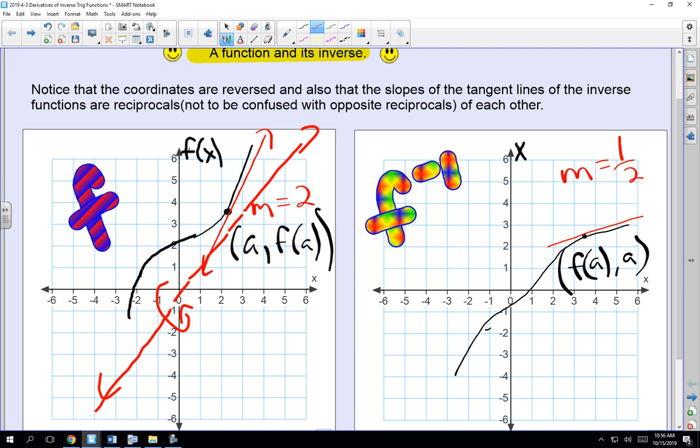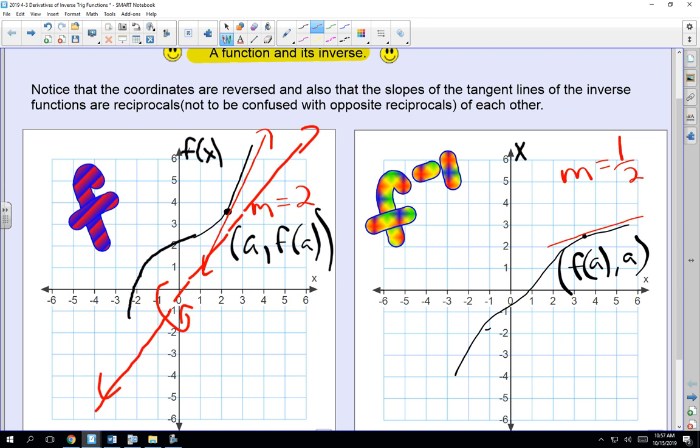There will be times, and I'll give you examples of this later, when you will not be able to explicitly find the derivative of f inverse. You'll be able to find f's derivative, but not f inverse's derivative. But if you can find f's derivative, you can figure out f inverse's derivative at (y, x). You can go point by point and figure that out.